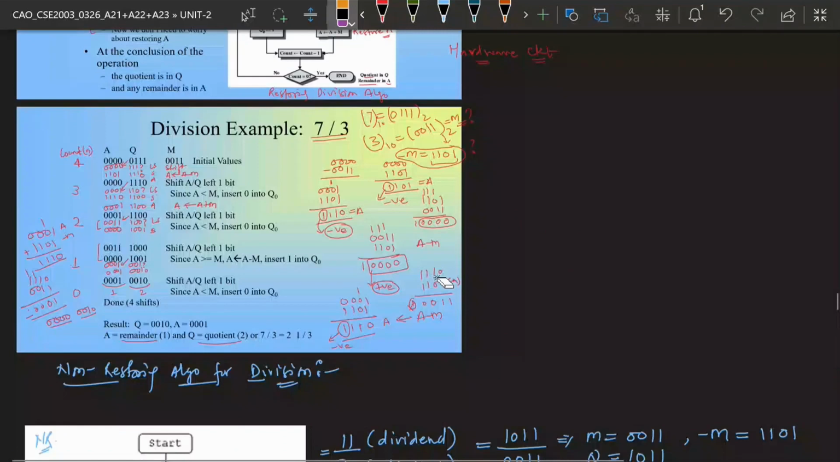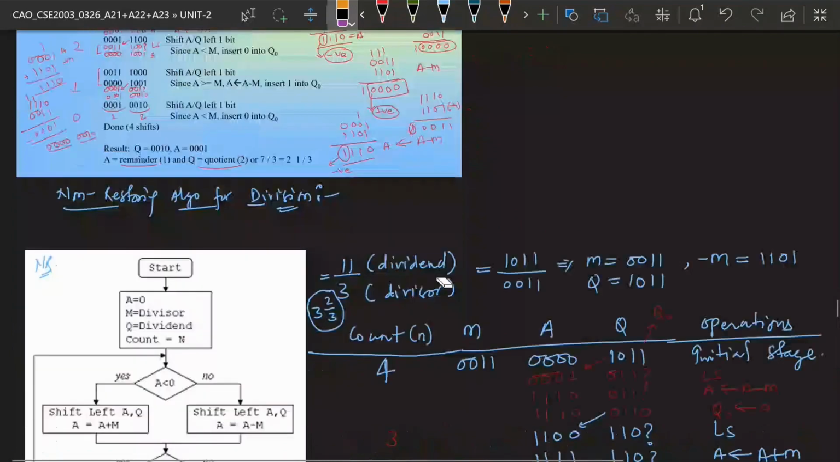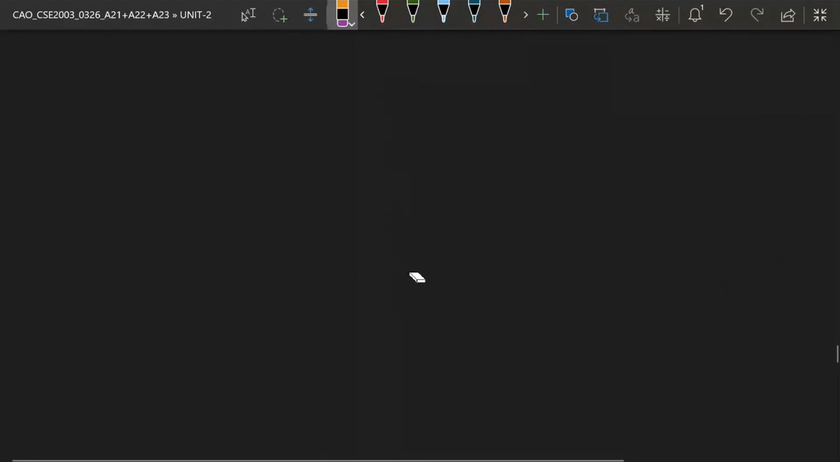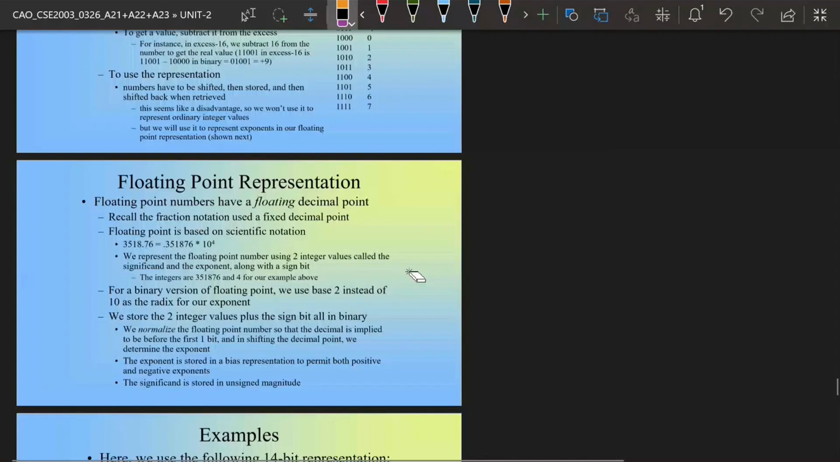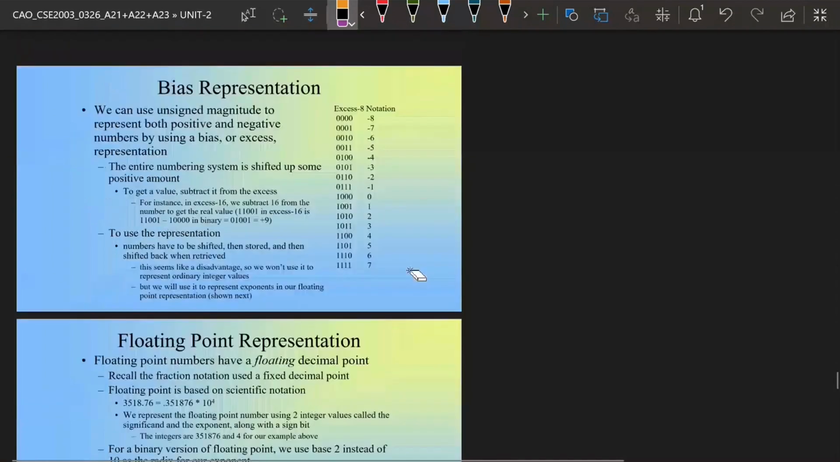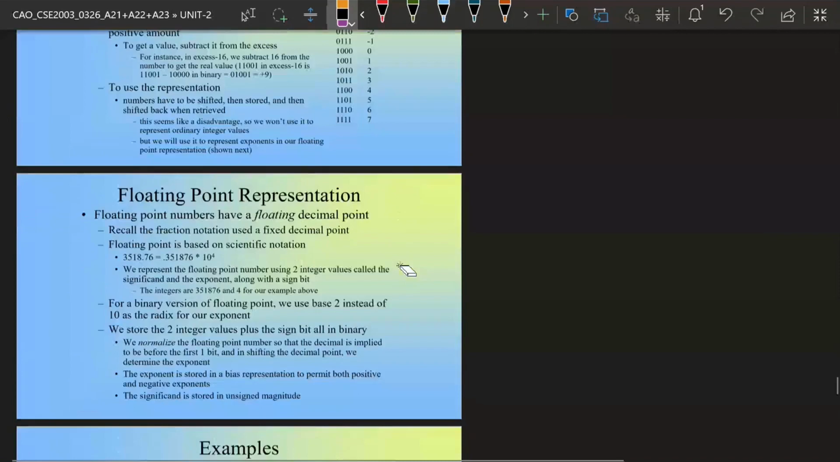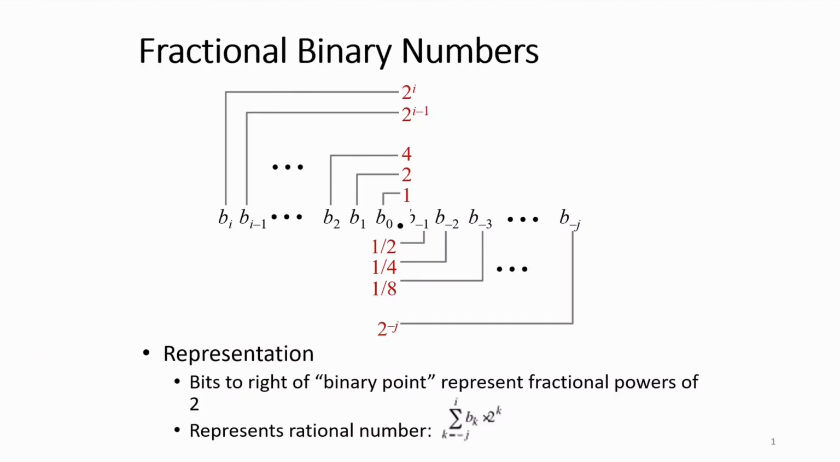Okay, so now we will see the next part, that is floating point numbers. So the floating point numbers we will see now. Up to now we have seen the fixed point numbers and their arithmetic operations, basically the addition, subtraction, multiplication, and division. Next we will see the floating point numbers.